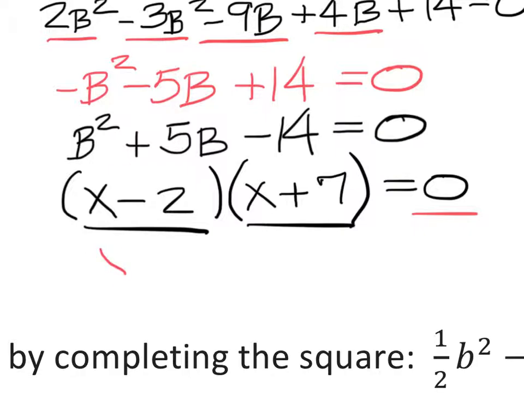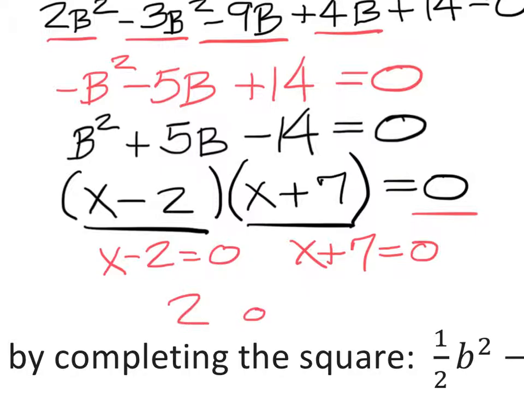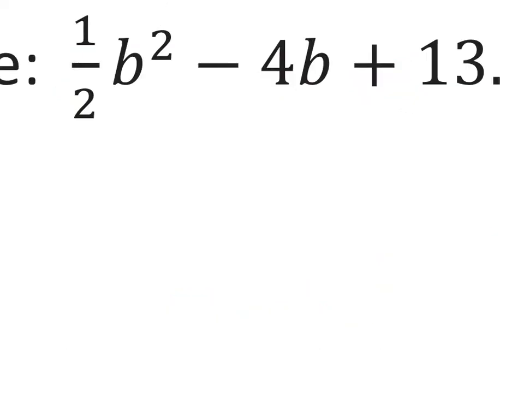X minus 2 equals 0. X plus 7 equals 0. What number can I take 2 away from to get 0? 2. Or, what number can I add 7 to get 0? Negative 7. What is my first step in rewriting this expression by completing the square?